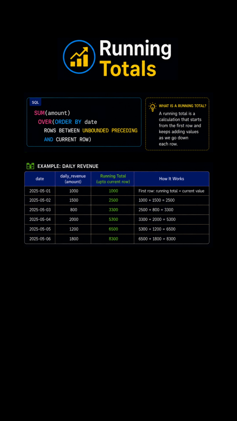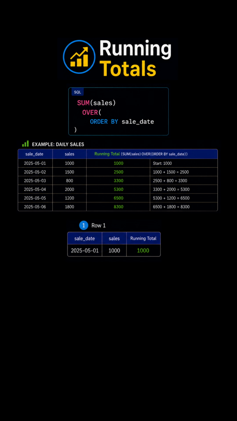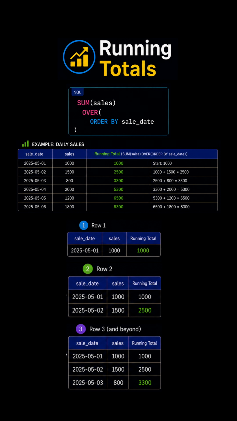Running totals. Instead of calculating one final sum, SQL continuously keeps adding values row by row, perfect for revenue tracking, bank balances, and KPI dashboards. Here is what happens internally. Row 1, total starts. Row 2, SQL adds previous total plus current row. Row 3, continues accumulating. This creates a cumulative running total.